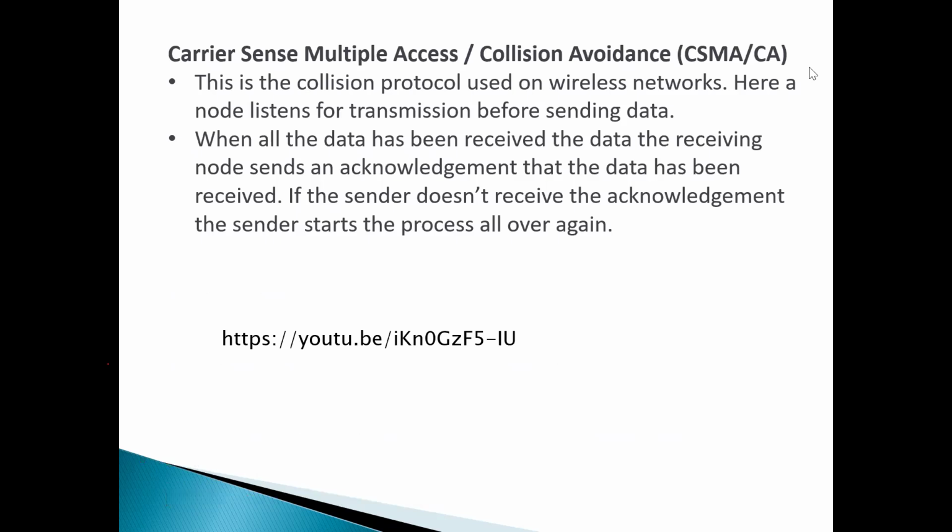Then they introduce another technology, carrier sense multiple access with collision avoidance. This is the collision protocol used on wireless networks. Here a node listens for transmission before sending data. When all the data has been received, the receiving node sends an acknowledgement that the data has been received. If the sender doesn't receive the acknowledgement, the sender starts the process all over again.